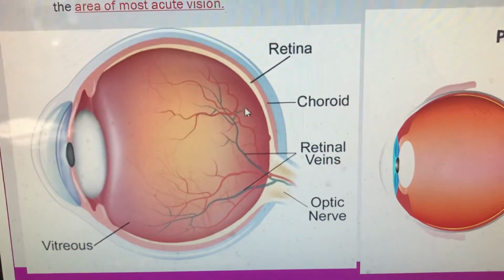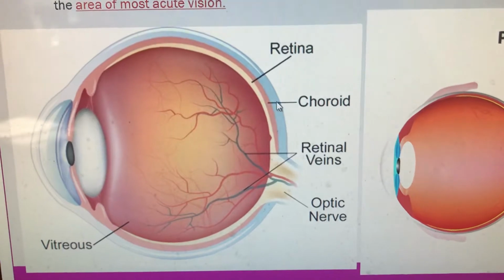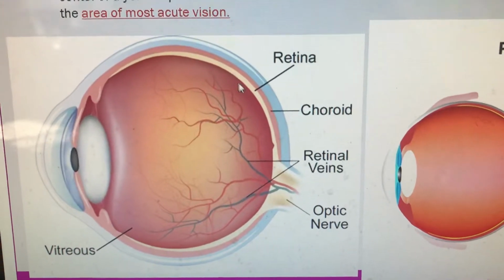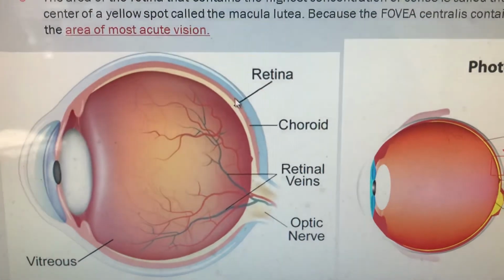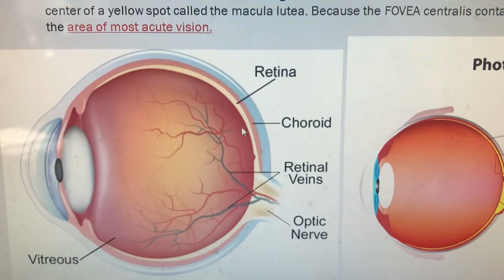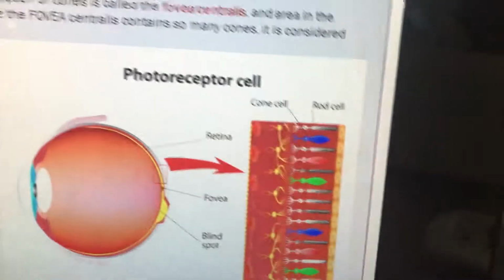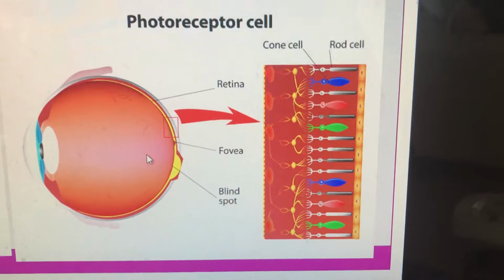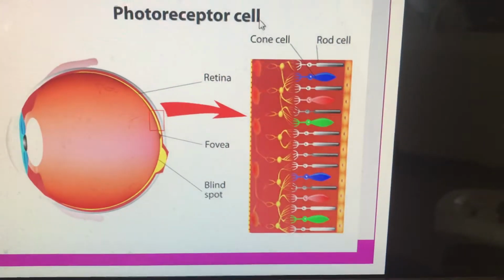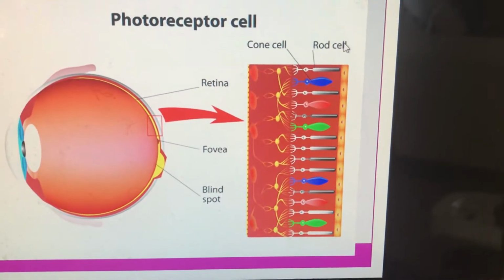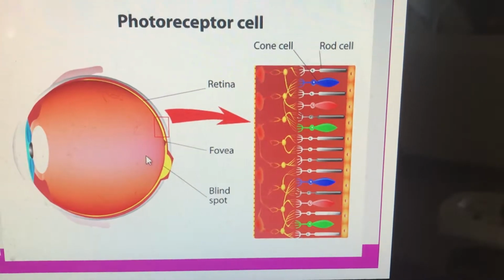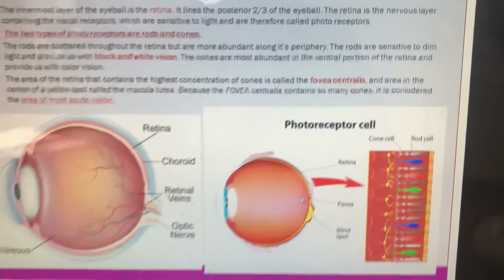So let's take a look. Okay, you see your retina here. Is that yellowish lining, your choroid, that's going to be that middle layer. Over here you see your photoreceptor cells. So you see you have your cones and your rods. Okay.